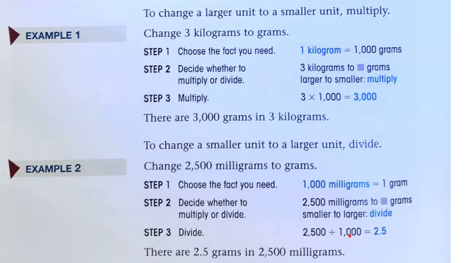2,500 divided by 1,000 means you're going to move the decimal place to the left 3 times because we have 3 zeros in 1,000. So we're dividing by a power of 1,000 to get the answer that there are 2.5 grams in 2,500 milligrams.